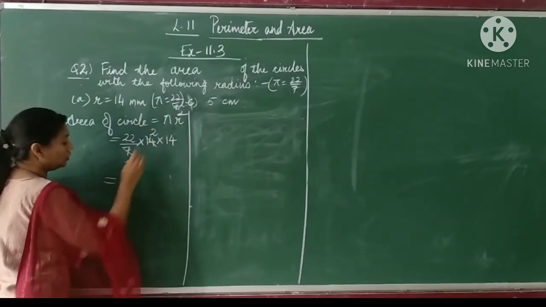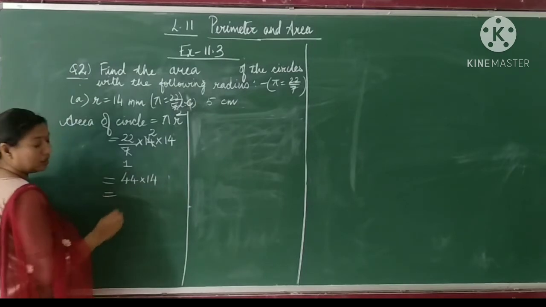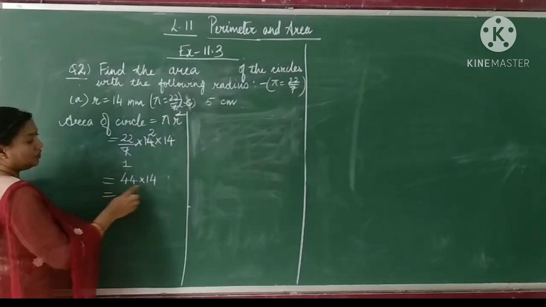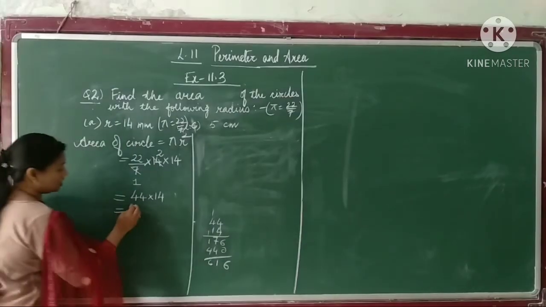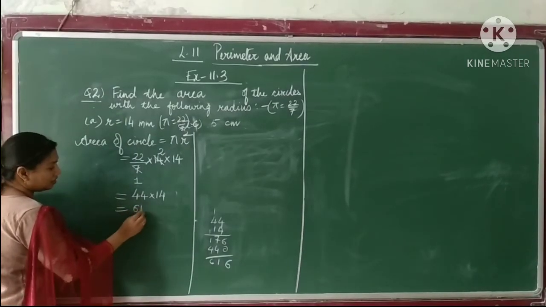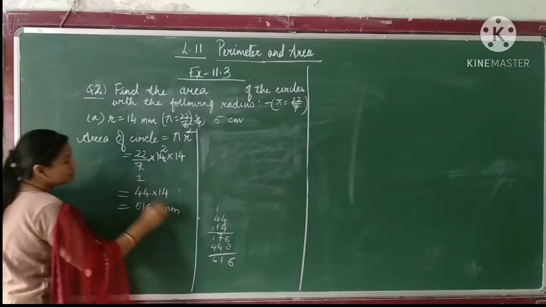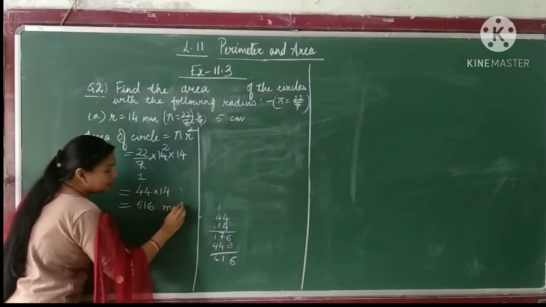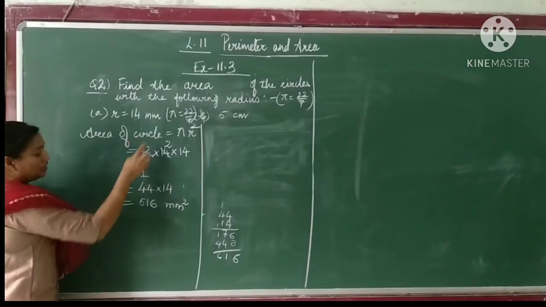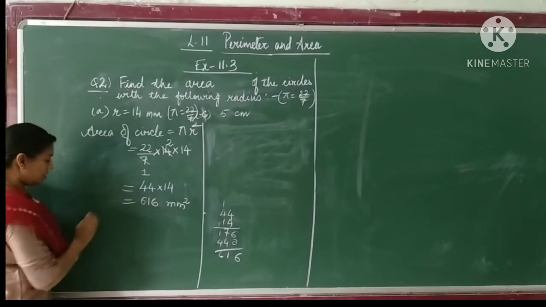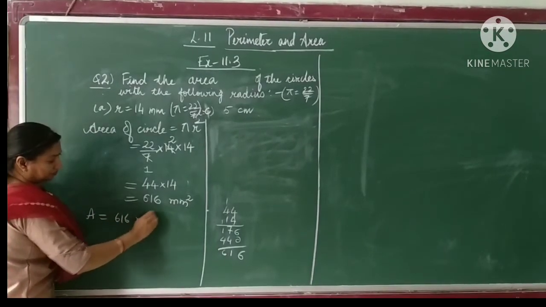So 22 into 2 is 44 multiplied by 14. We multiply this in rough column and we write the answer. So the answer is 616 millimeter. The unit is millimeter, but since it is the area, its answer unit is millimeter square. Thus the area of the circle is 616 millimeter square.